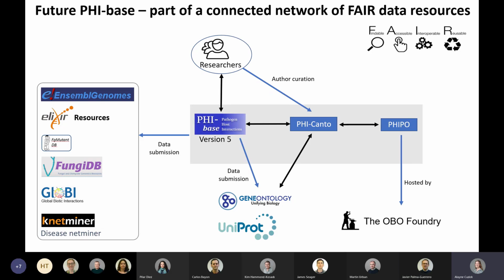So PHI-Canto will feed data into Firebase, and then PHI-PO, which is our phenotype ontology, will be used by PHI-Canto, and the development of PHI-Canto will benefit from that as well, because each time we curate a new paper into PHI-Canto, we decide that we need new phenotypes, and then we can create those terms in PHI-PO. So PHI-PO is hosted by the OBO Foundry, as I mentioned earlier, which makes the data FAIR, and it means that this can be reused by other people.